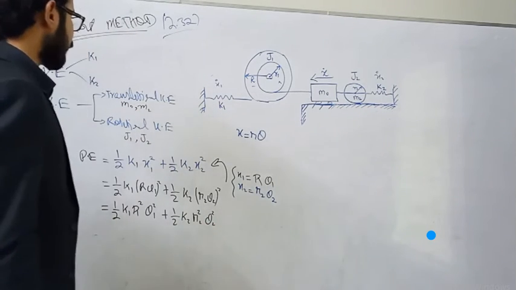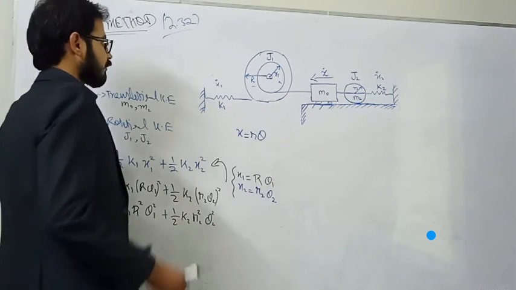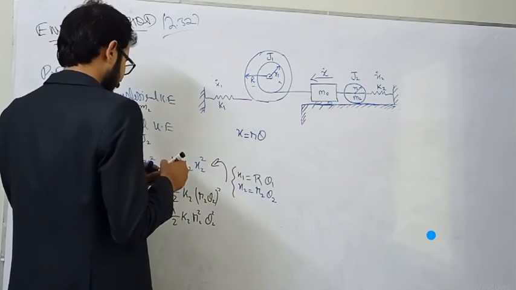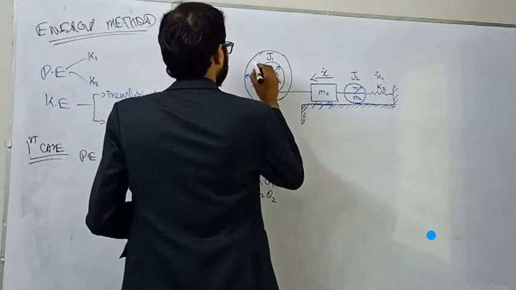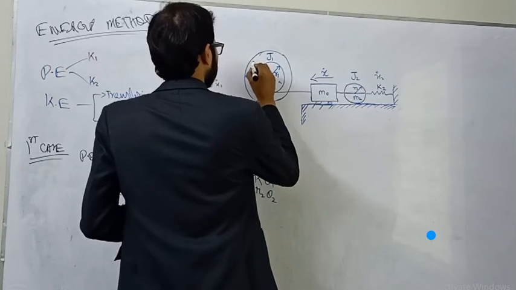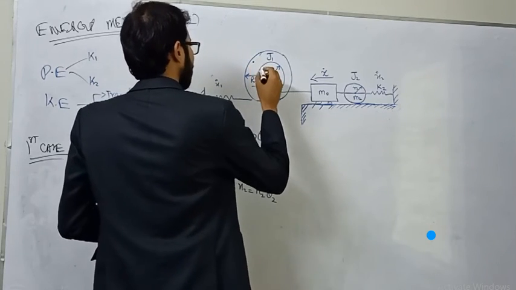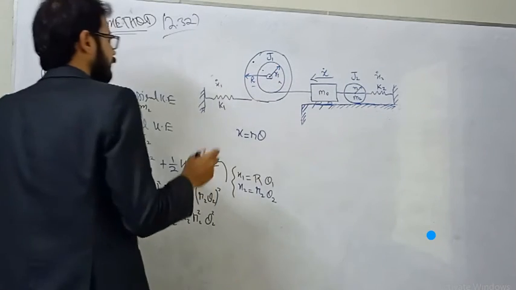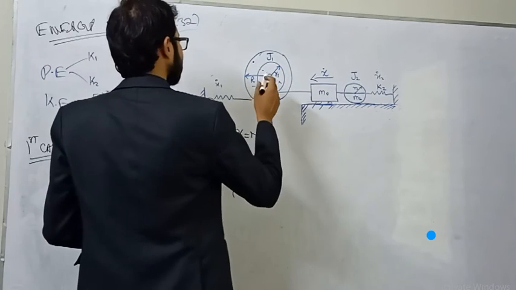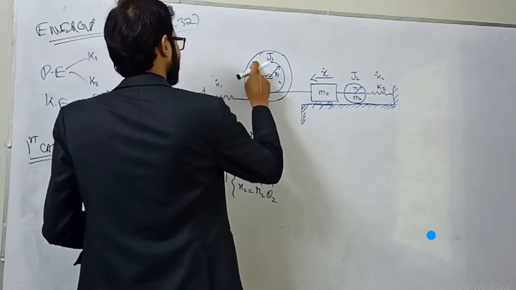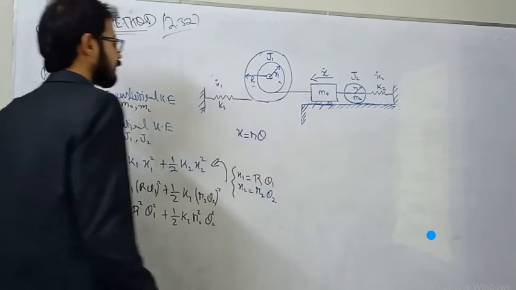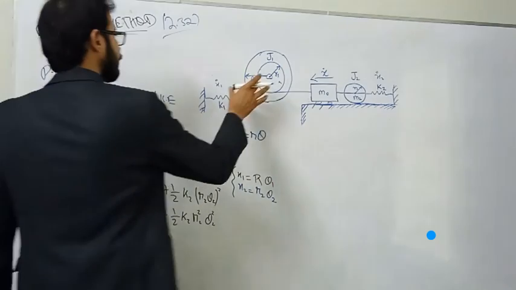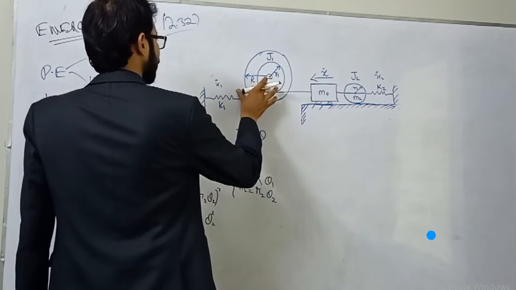Why? Because we know, suppose we have 2 points. One is located here on the larger disk, and one is located on the smaller disk. What will happen when this rotates? Then both these points will rotate with the same angular velocity. So we can compare these radii with the same angular velocity.